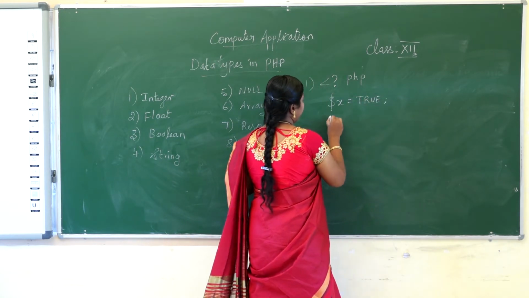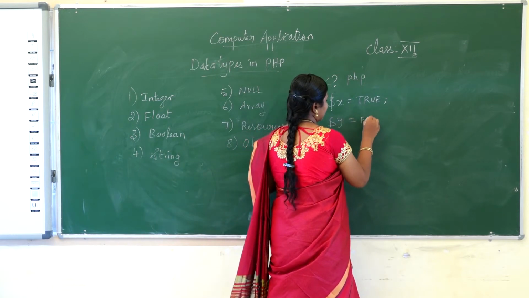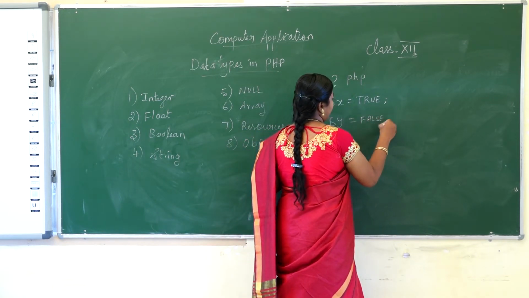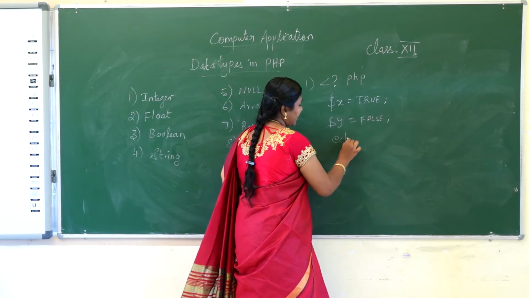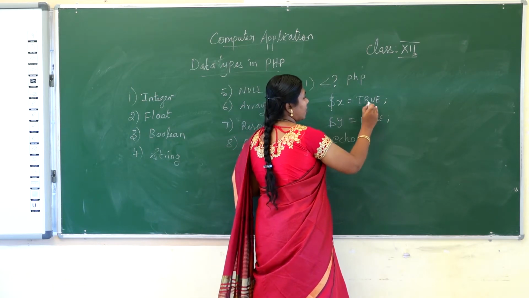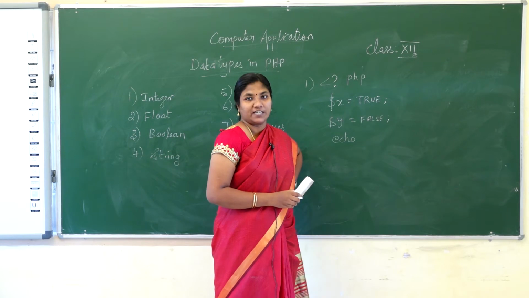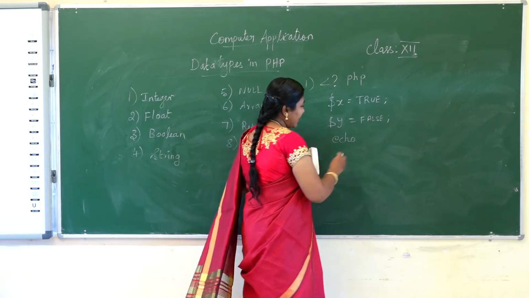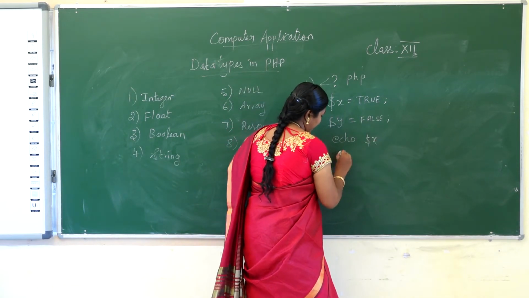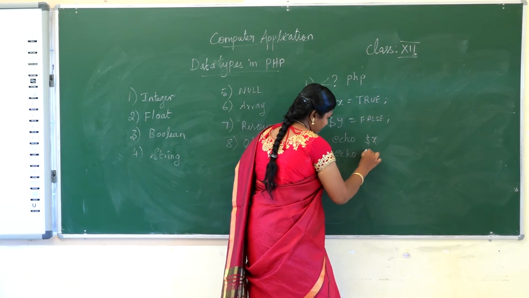True and $y is equal to false. So now I am printing. So here as the values are in characters, I have to print it using the echo statement. Okay. So echo $x and echo $y.